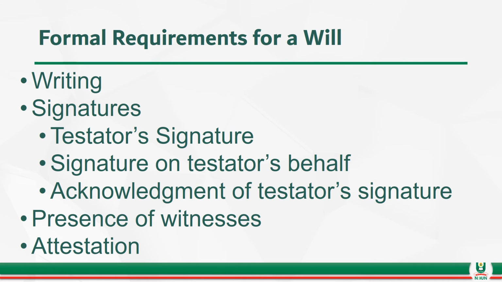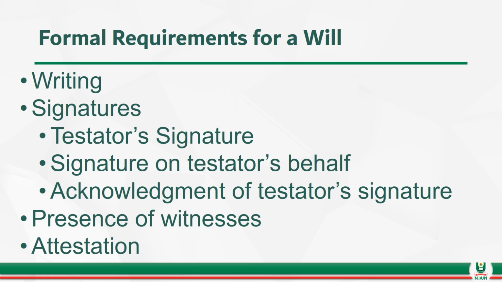So to the formal requirements for a will, of course, a will must be in writing and then it must be signed. It must be signed by the testator. Note that the signature need not be a signature as you know it; it may just be a mark. And it may also be the signature of someone else on the testator's behalf. For this to be valid, the testator must have given the direction for that other person to sign for him. And of course, the signature of the testator must be acknowledged by the witnesses. That's the whole point of talking about attestation.